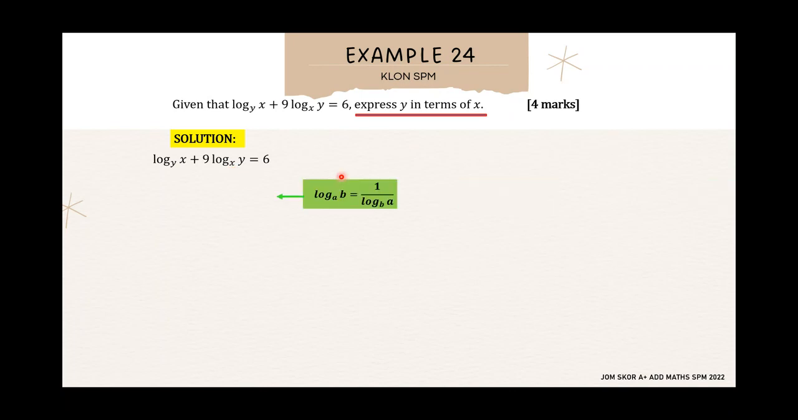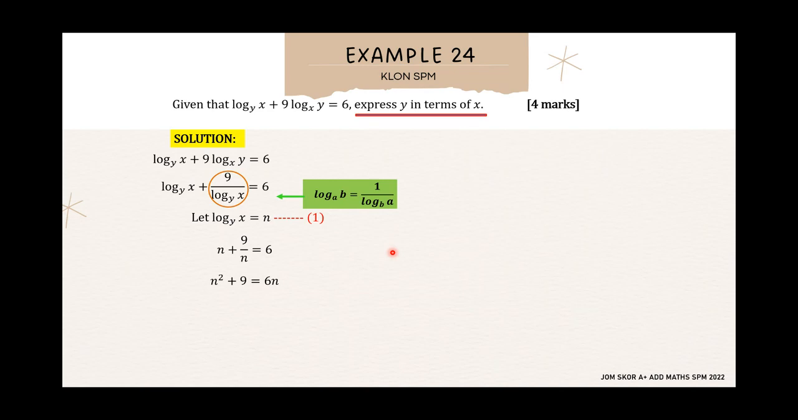Apa yang kita buat? Gunakan ini. Kita akan dapat log x base y tambah dengan 9 log x. Nampak? Kita ubah base kepada base y. Okay. Now, let log x base y is equal to n. Jadi, kita akan masukkan equation tadi, kita akan dapat n plus 9 over n. Okay. Baik, simplify. Kita akan dapat n square plus 9 is equal to 6n.